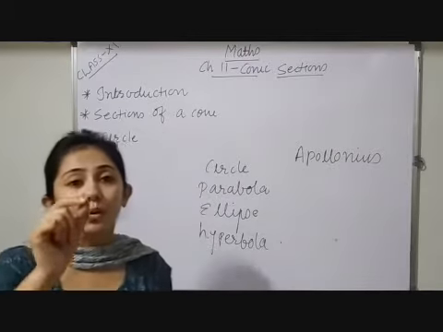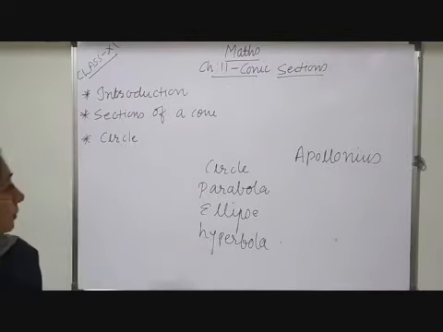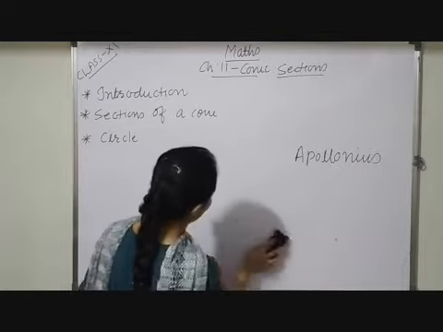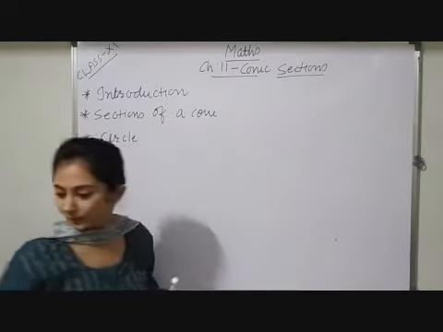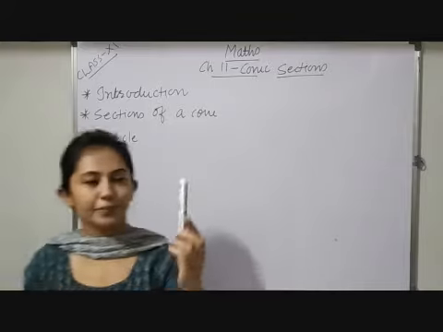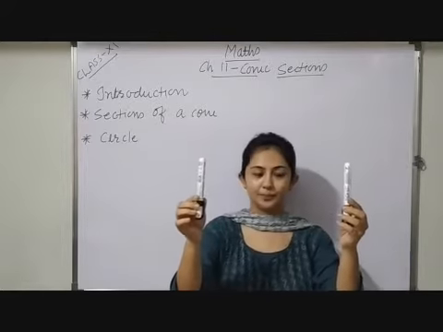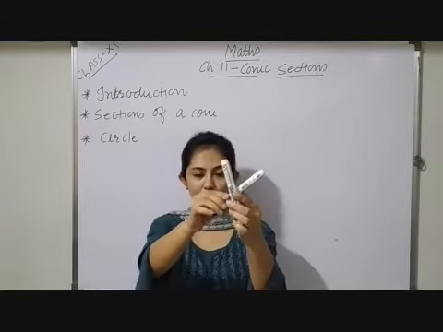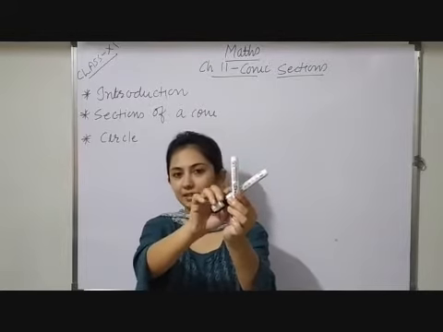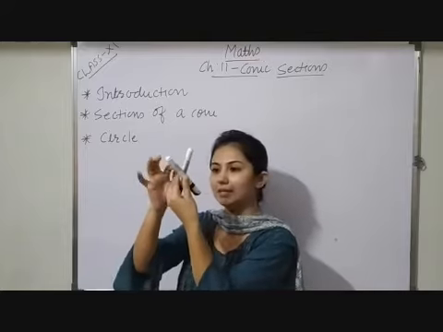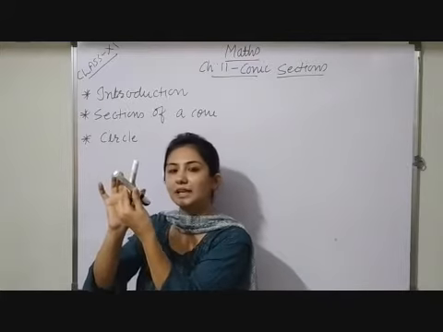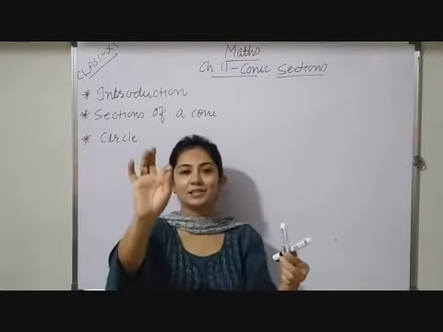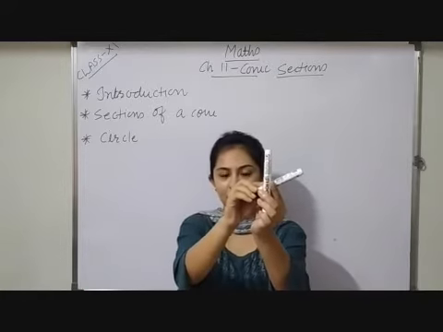Now, what is a conic section? Suppose, observe children, here are two pens. This one is my fixed line and this one is another line which intersects it at a point. That vertex I am keeping fixed, considering it as a fixed point. So here I have two lines.